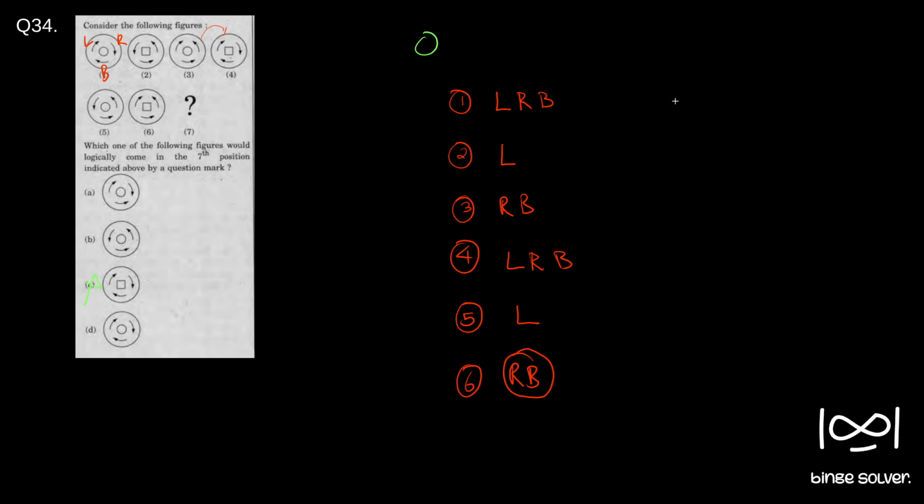So if you draw, we have a circle in the center, and from the sixth figure, only right and bottom arrows get inverted. So this right arrow gets inverted, so this becomes this, and bottom arrow also gets inverted, so this. So this has to be the figure. So if you see, the figure that matches is option D. So D is the correct answer. It is the solution to question 34, D.